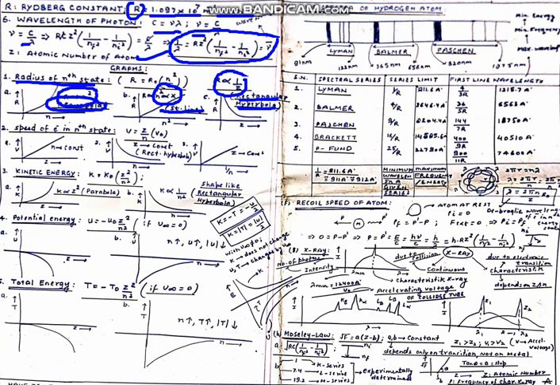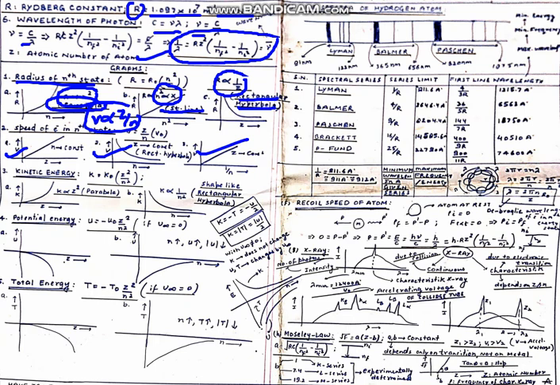Next is the speed of the electron in the nth state. We have just derived that v is proportional to Z/n. So the graph between v and Z will be a straight line. Then between v and n it will be a rectangular hyperbola, and that of v versus 1/n will again be a straight line.